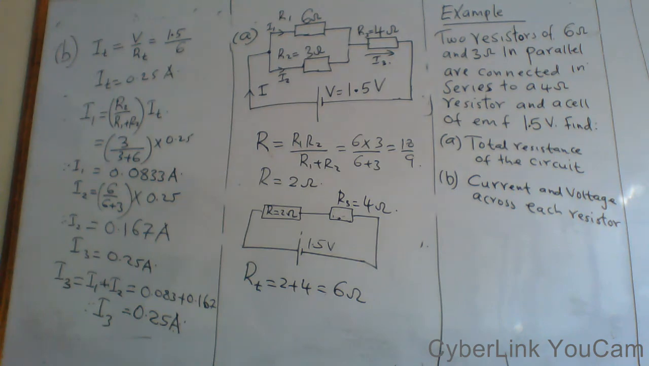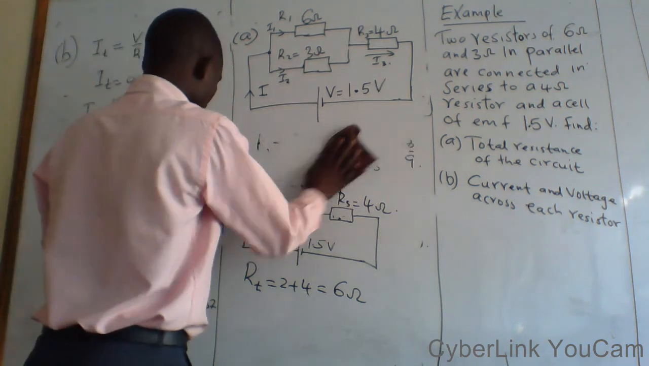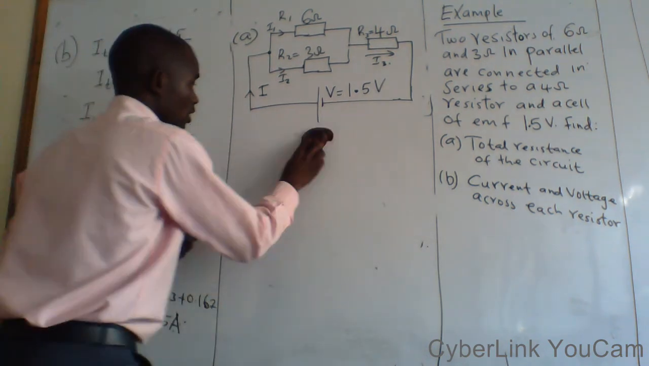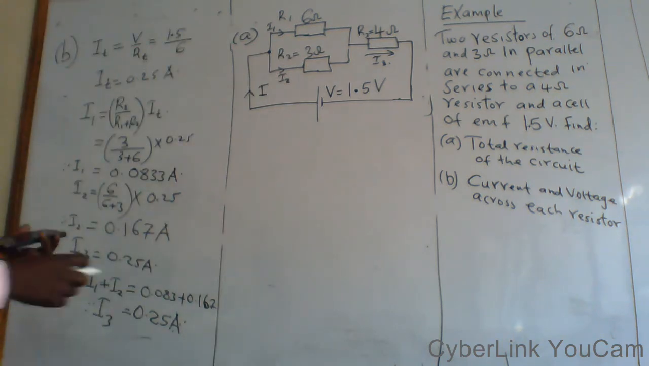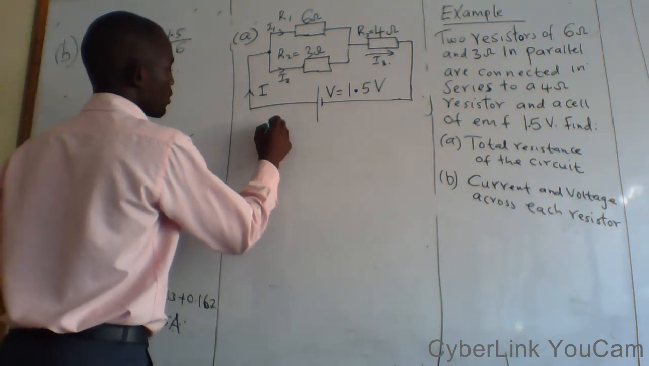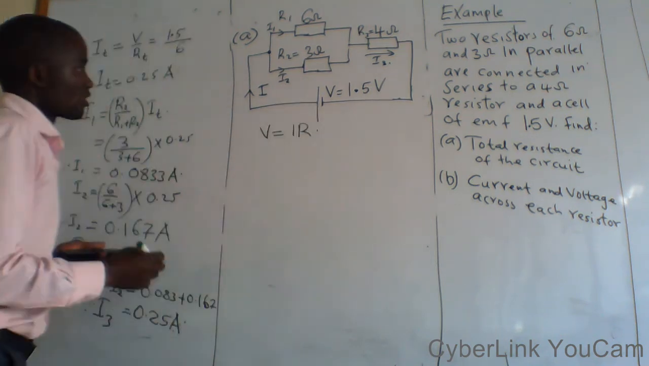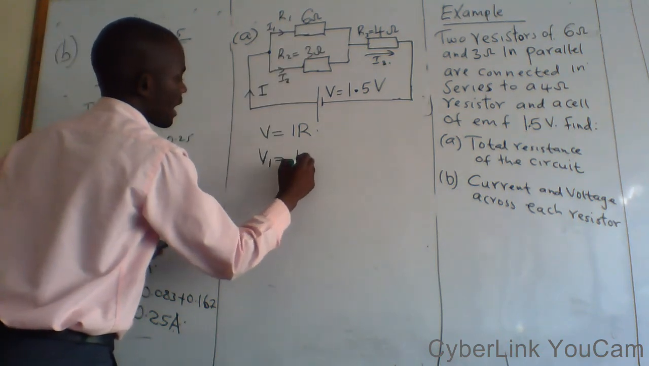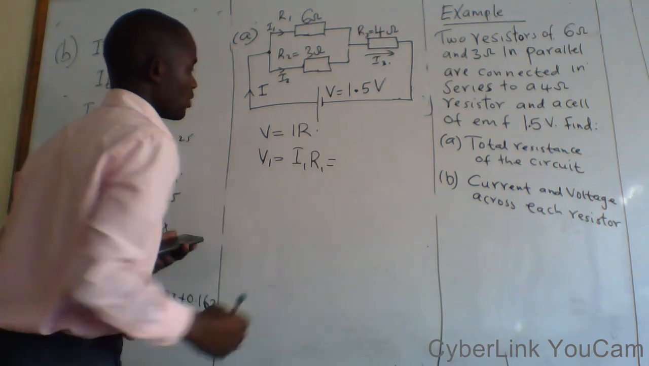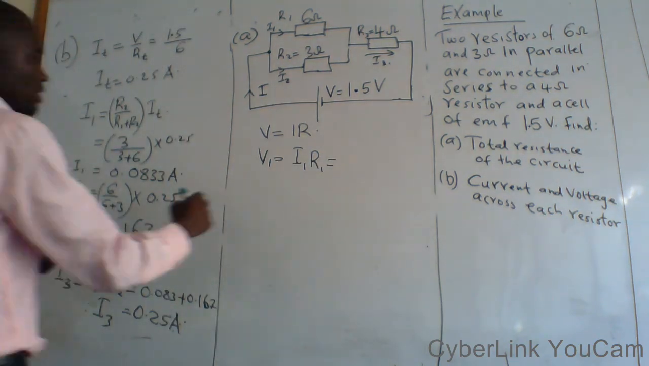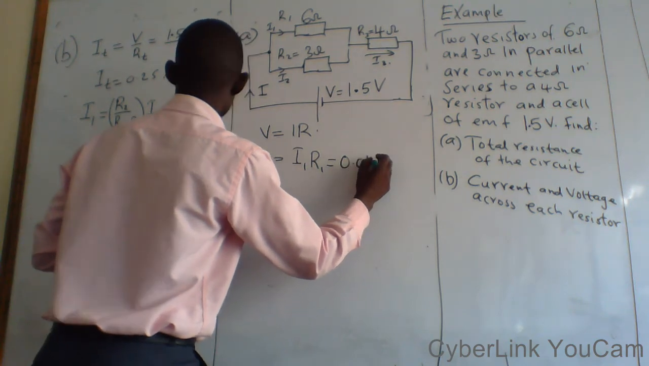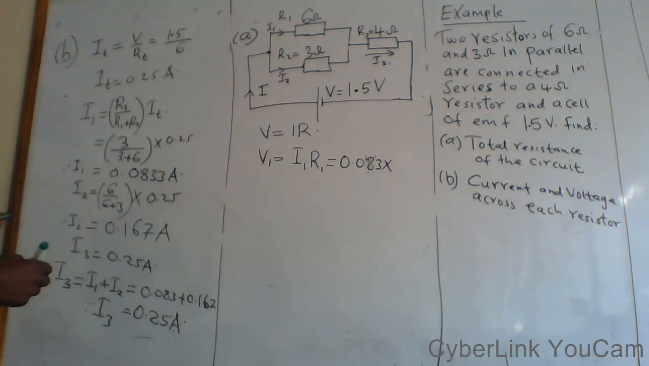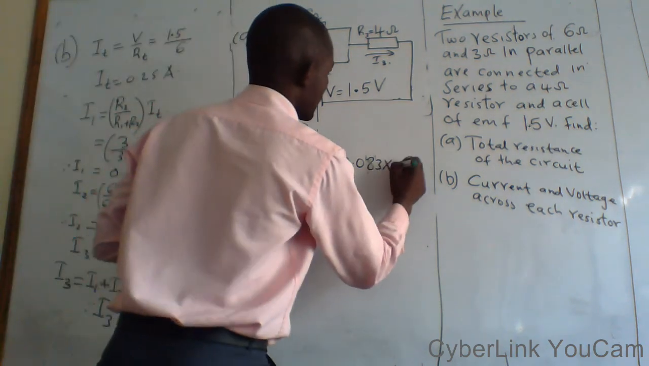Remember, the next question we have been asked is to get the voltage across each resistor. It is very easy, because we know from Ohm's law, voltage is equal to current times resistance. So if you want to get, let us assume, V1, V1 will be equal to I1 R1, which will be equal to, remember, our I1 is 0.083 multiplied by the resistance, which is 6.